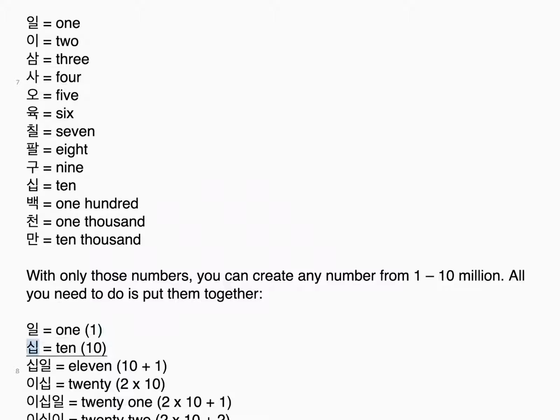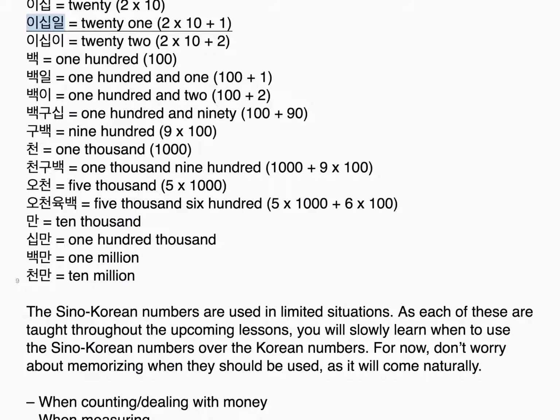1 is 1. 10 is 10. 11 is 10 plus 1. 20 is 2x10. 21 is 2x10 plus 1. 22 is 2x10 plus 2. 100 is 100. 101 is 100 plus 1. 102 is 100 plus 2. 190 is 100 plus 90. 900 is 9x100.